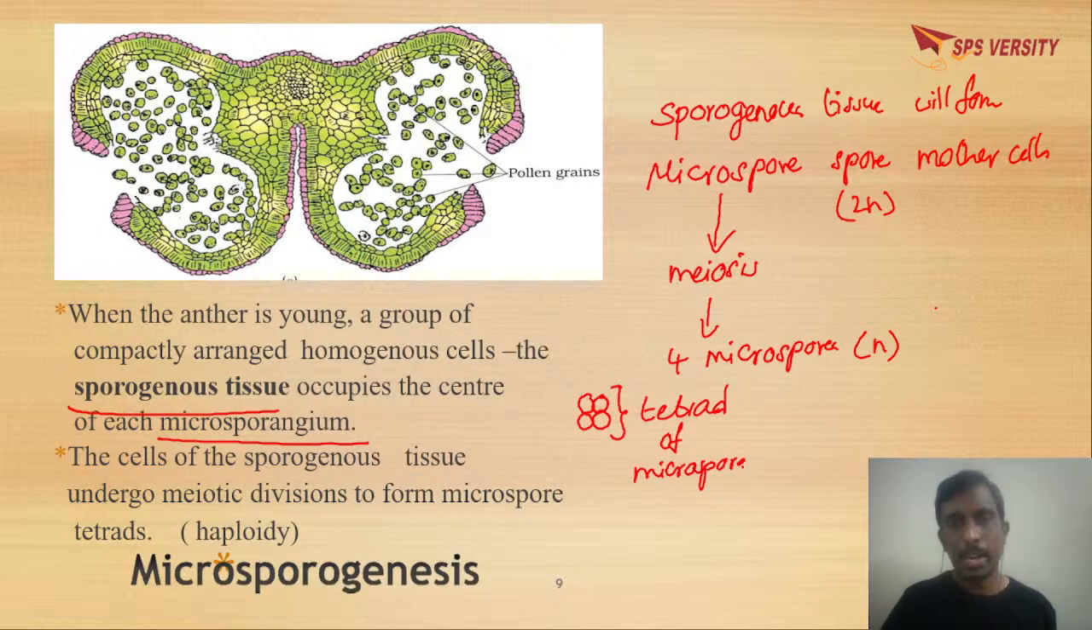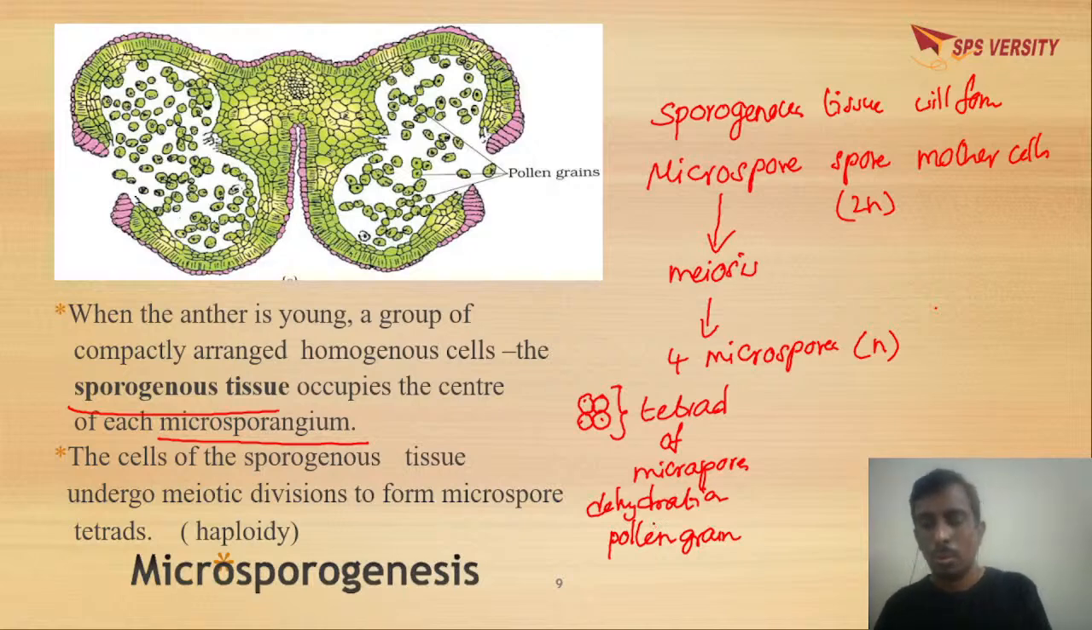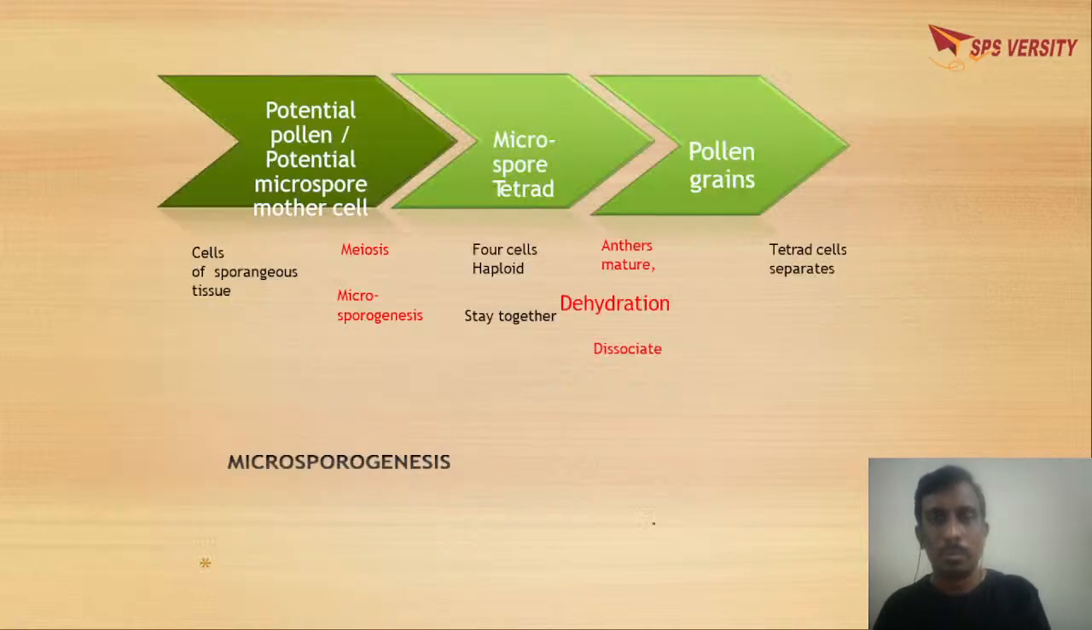So this tetrad of microspores, on dehydration, dehydration means loss of water, they get separated. Then each one is called a pollen grain. That means from one microspore mother cell, 4 pollen grains are formed.